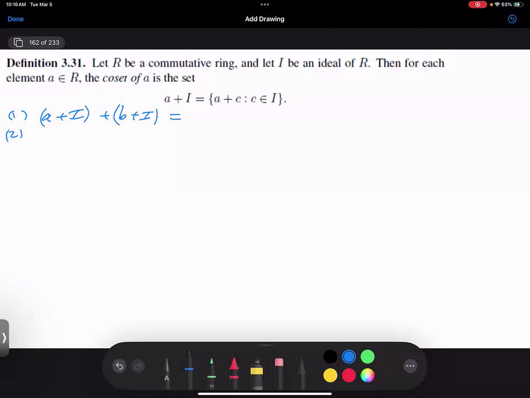What would you like (a + I) + (b + I) to equal? You get to choose. You weren't able to choose for the derivative of a product as the product of the derivatives. You couldn't choose the derivative of a quotient as the quotient of the derivatives. I'll let you choose. What would you like (a + I) + (b + I) to equal? A plus b plus I. Good choice.